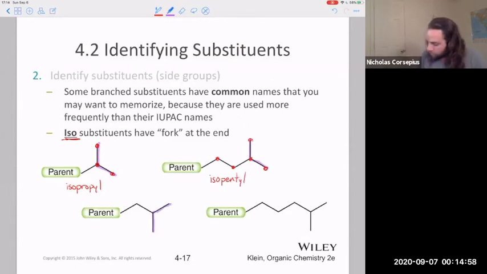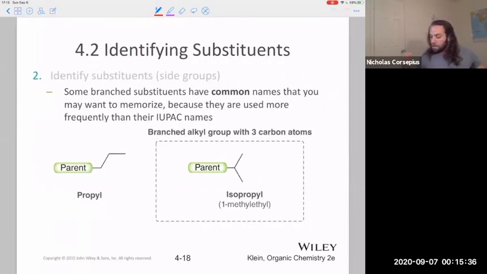Again, I have this fork at the end, and this is 1, 2, 3, 4 carbons total. So this is an isobutyl group. Again, the signature of an iso group is having that fork at the end. And this is 1, 2, 3, 4, 5, 6 carbons. So this is an isohexyl group. And you can have an isoheptyl, isooctyl, isononyl, et cetera. As long as it has that fork at the end and is otherwise a straight chain, it is an iso group. Okay? So there are a few more common ones.